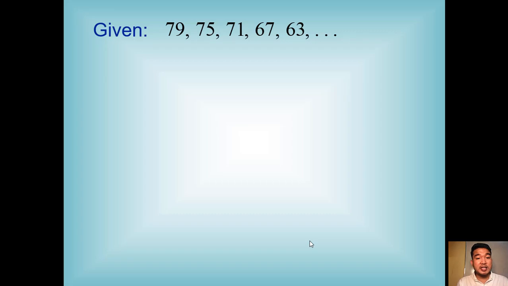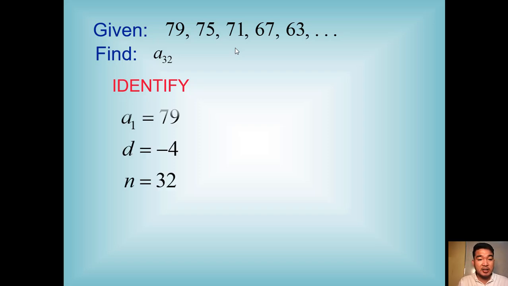Suppose that we have 79, 75, 71, 67, 63. This is an arithmetic sequence with a common difference of negative 4. And we are asked to find the 32nd term, or a sub 32. So we identify our known variables. We have a sub 1, which is 79, our first term. The common difference is negative 4. And n is equal to 32 because we are looking for the 32nd term.